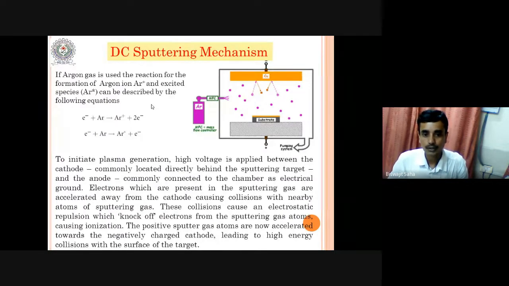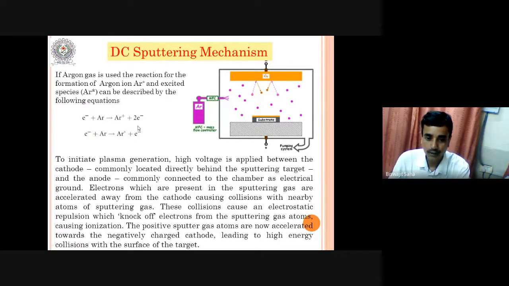Second is the DC sputtering mechanism. Already it has been described in the previous one; I'm just showing the slide. You can see argon gets excited inside the electric field, and it creates the argon ion and the electrons. The electrons collide with the argon once again with secondary ionization, and excited argon and electrons are obtained, and this initiates the plasma.